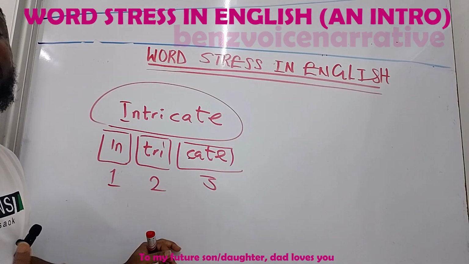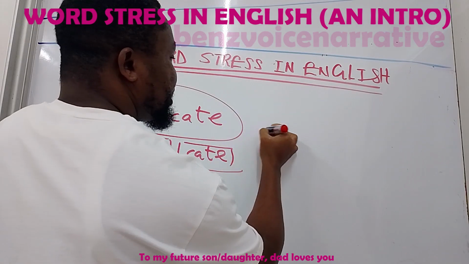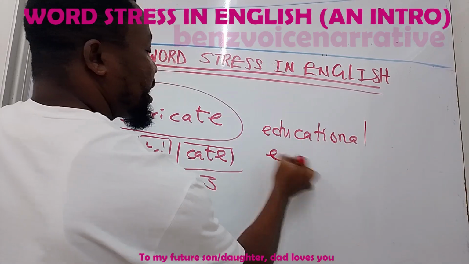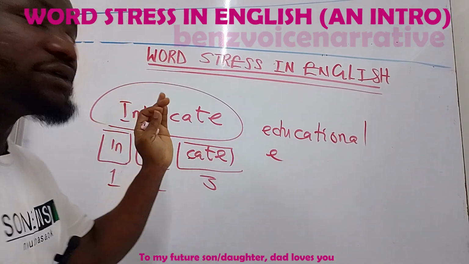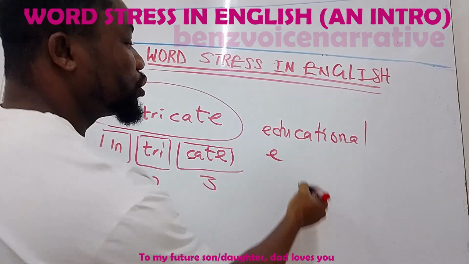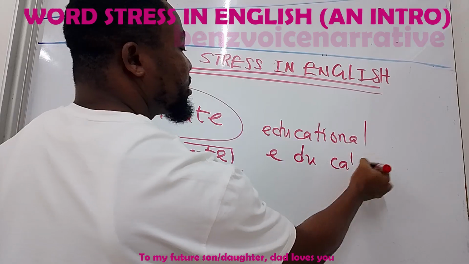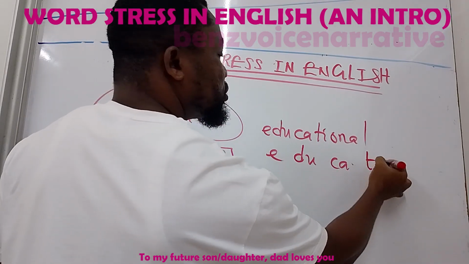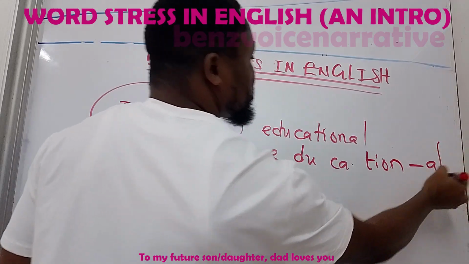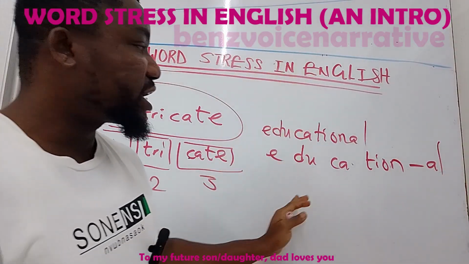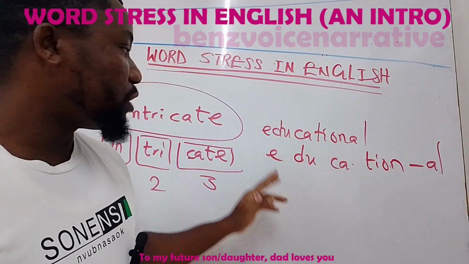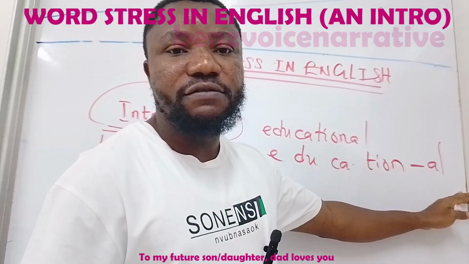If I say educational, educational, and that's the first syllable, the smallest unit of the word that you can produce with a single breath pause. Educate, education, educational. So educational. How many syllables do I have here? 1, 2, 3, 4, 5.